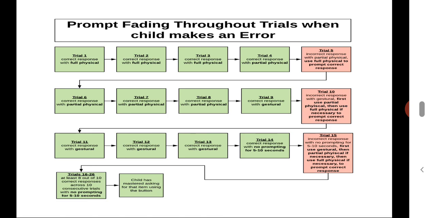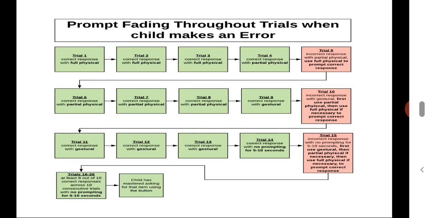If there's still no correct response, then we're going to try partial physical. And then if there's still no correct response, then we're going to try the full physical to get that correct response of touching the correct button. And then, basically, we're going to go back to just trying to get 8 out of 10 trials in a row of them touching the correct button with no prompting in place for 5 to 10 seconds.